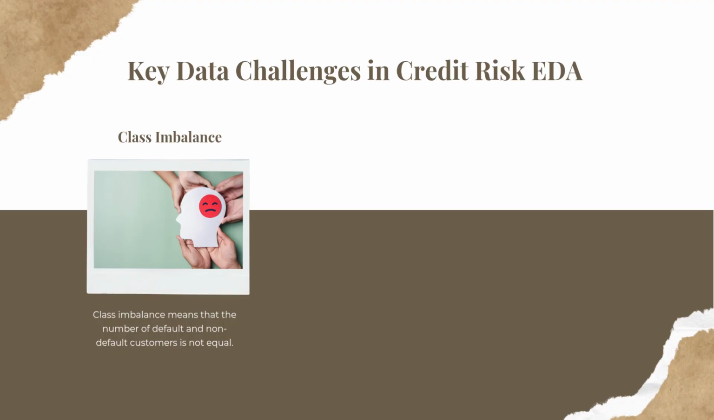So why is this a problem? This is because the model may learn to predict non-default for everyone and still show high accuracy, but in reality, it fails to identify the risky customers.